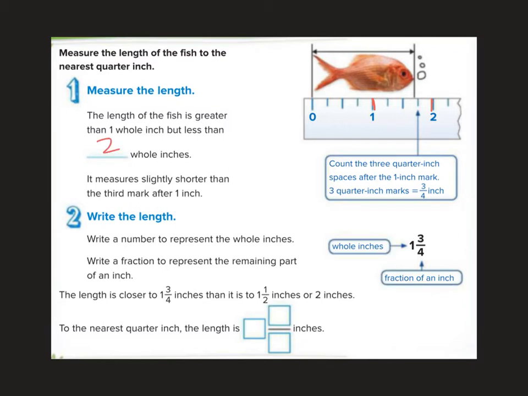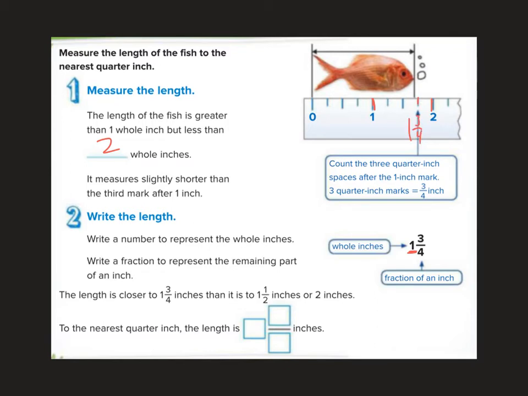It measures slightly shorter than the 3rd mark after 1 inch, right? So we're going to write a number to represent the whole inches. Write a fraction to represent the remaining part of an inch. Okay, so our whole inches are 1. Our fraction is 3/4. So the 3rd line right here is 3/4.